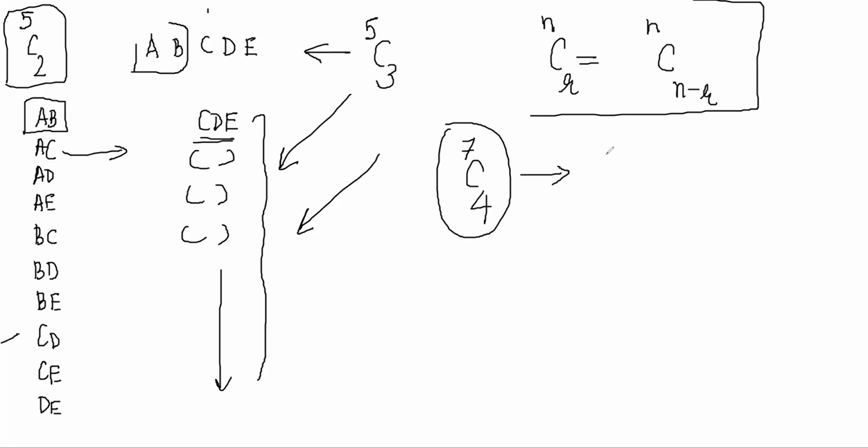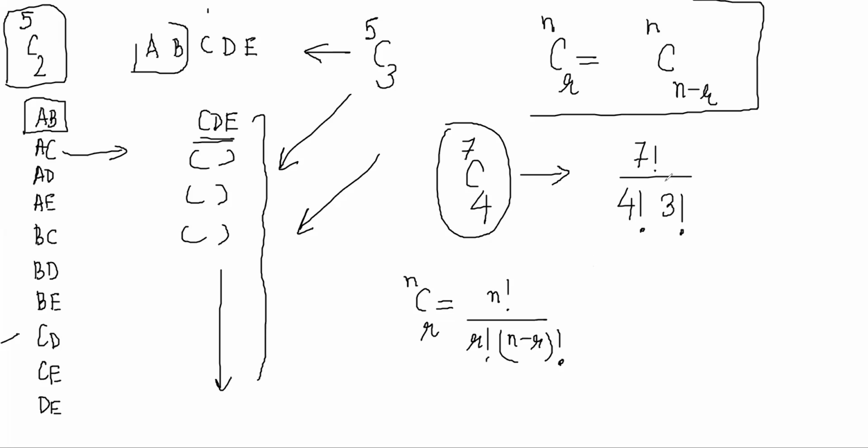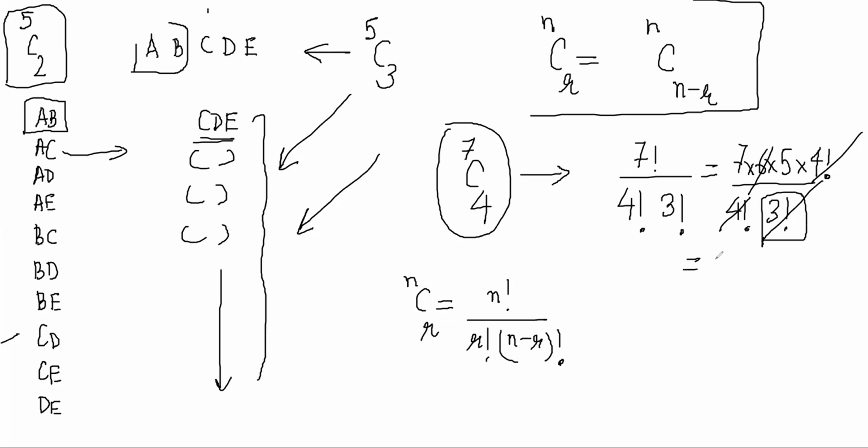So 7C4, or nCr, is basically defined to be this: n factorial by r factorial times (n minus r) factorial. In factorial notation, you know the meaning, right? So this one will be 7 factorial by 4 factorial and 3 factorial, right? So the value of this will be 7 into 6 into 5 into 4 into 3 into 2 into 1, but that part can be written as 4 factorial, by 4 factorial and 3 factorial. So 4 factorial gets cancelled. 3 factorial is equal to 6, so that gets cancelled. So this is 35.